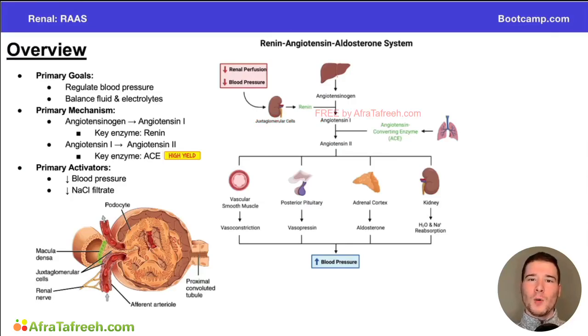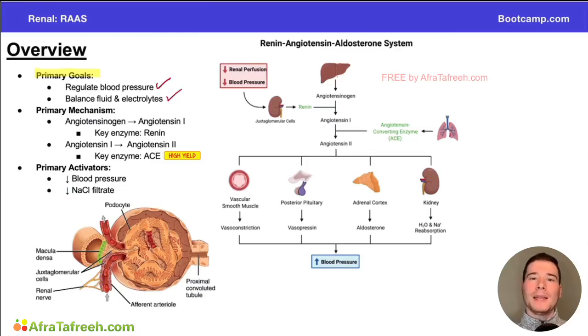So first let's think about what are the primary goals of the system. It's twofold. One of the goals is to regulate our blood pressure, and the other goal is to balance our fluid and our electrolytes. Remember, the basic principle of biology is this idea of homeostasis. It's not too much, it's not too little. We don't have too much volume, we don't have too little volume. Same with electrolytes, right? We don't want too much sodium and we don't want too low of sodium. It's all about maintaining that homeostatic state in the body. And this is one of the primary mechanisms that our body uses to do that, to maintain that homeostasis, is through this system.